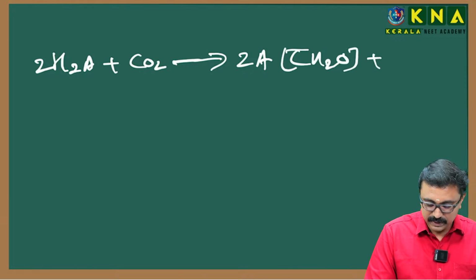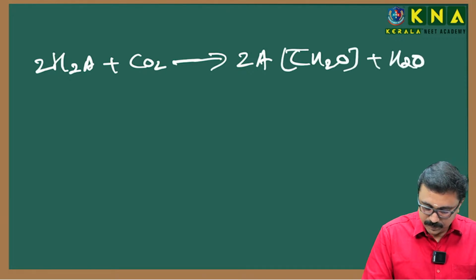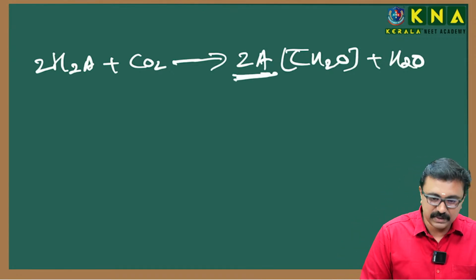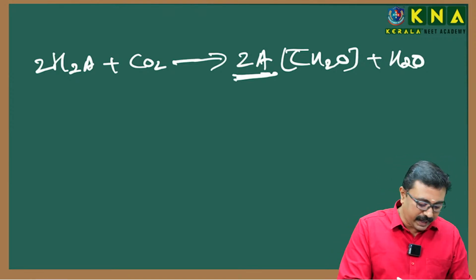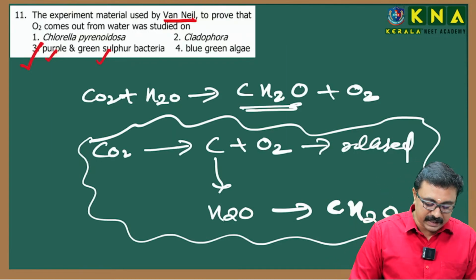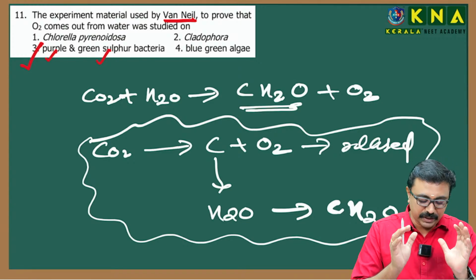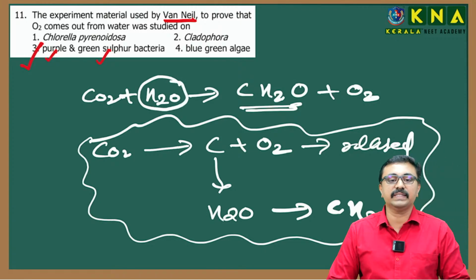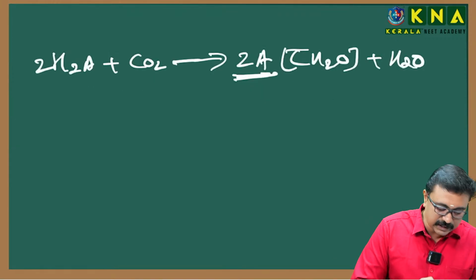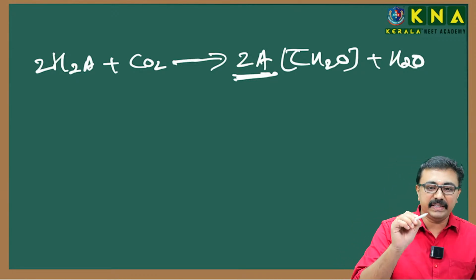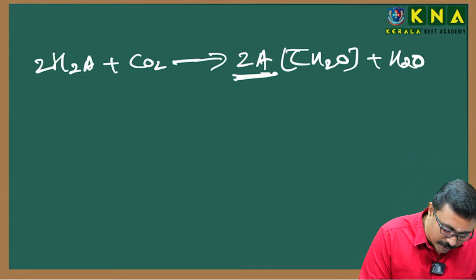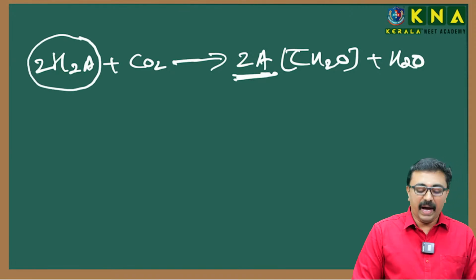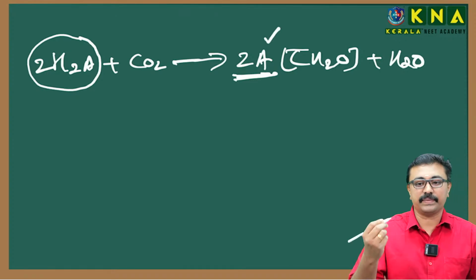Okay, this was the equation given in NCERT. In the Van Niel experiment, instead of water as the hydrogen donor, he used H2S, and the released gas is sulfur.